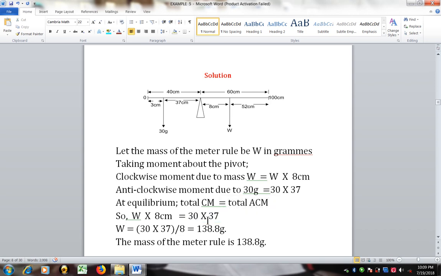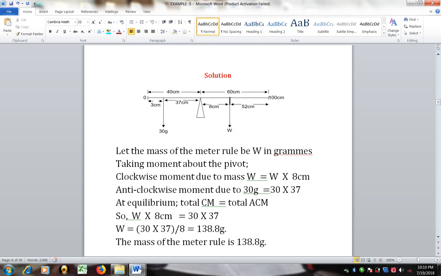So we evaluate this to solve for W. W is 30 times 37 all divided by 8, and that gives us 138.8 gram. So the mass of the meter rule is found as 138.8 gram. Take note of how we calculated the distance between the 30 gram mass and the fulcrum, and how we calculated the distance between the weight of the meter rule and the fulcrum.